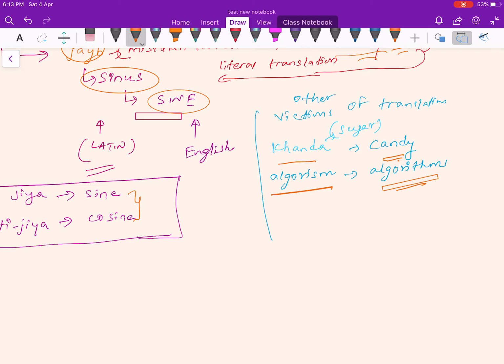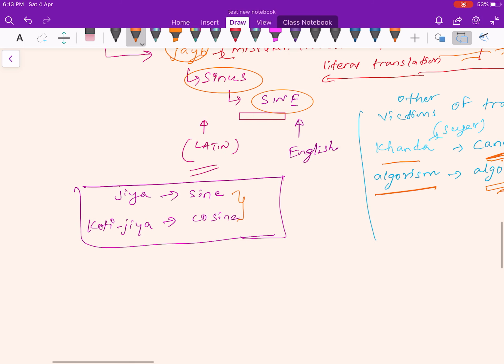So this word has Indian origin, this word has Indian origin, and so do sine and cosine, which we are going to study in future videos. I hope you enjoyed the history of sine and cosine, and that you appreciate how we can use this in today's world to do a lot of things.